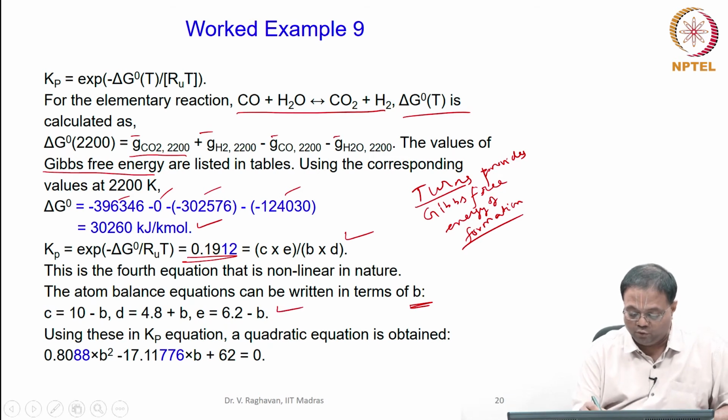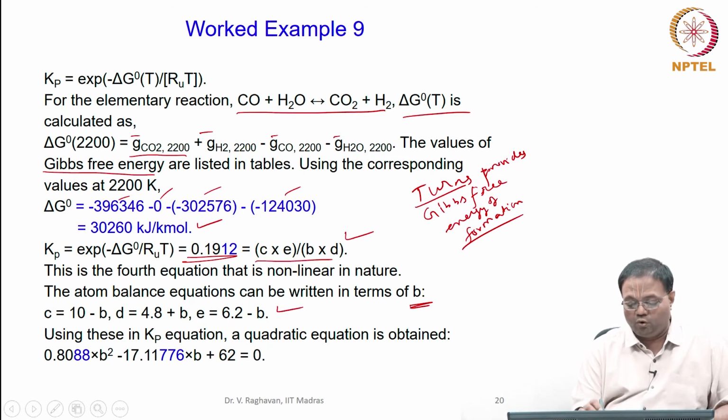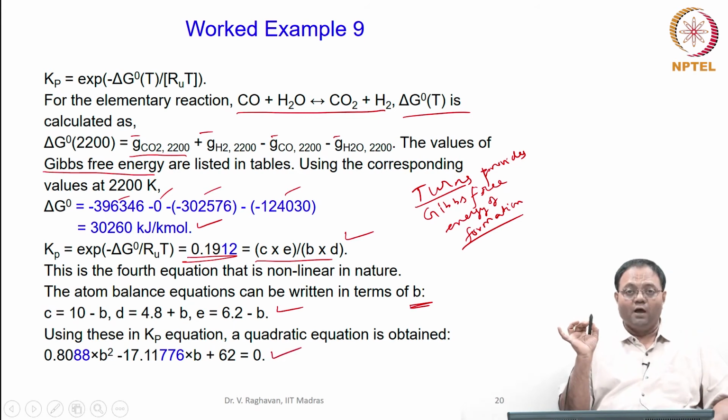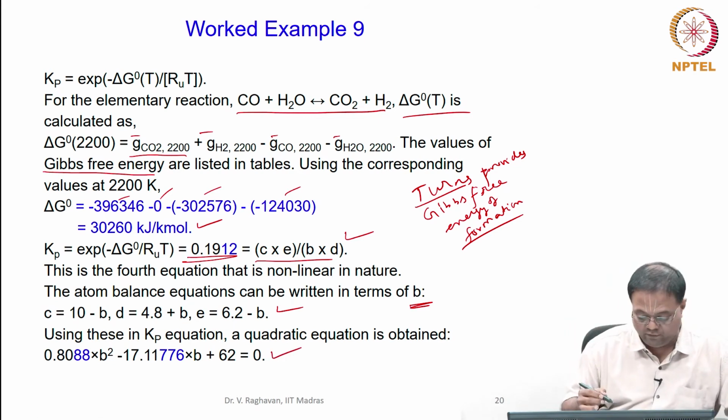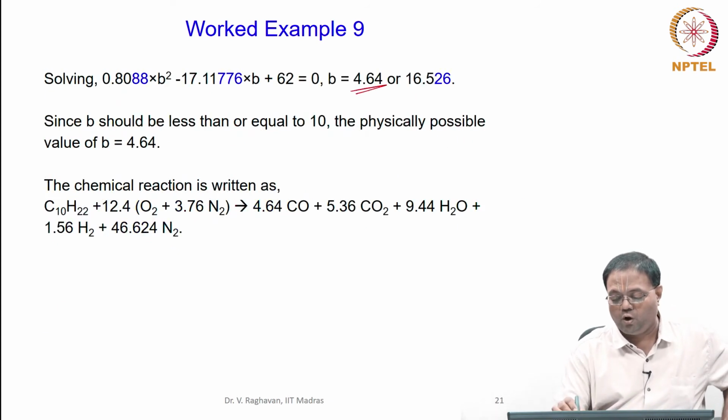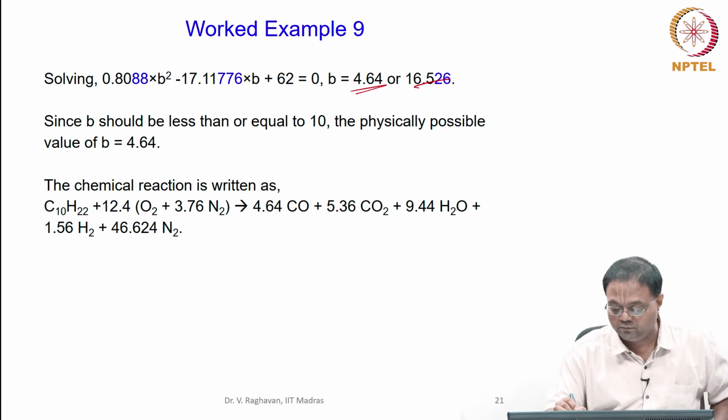So now you substitute this in this. So retaining B, all other C, D, E you write in terms of this, then you get a quadratic equation in B like this. Okay. Now if you solve the quadratic equation, you will get B value as either 4.64 or 16.526.